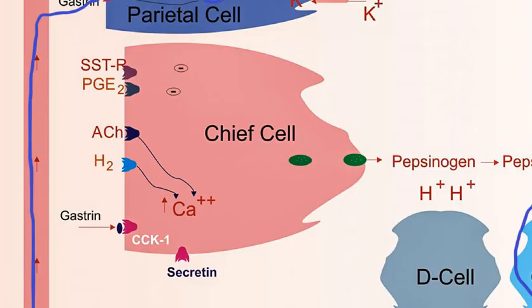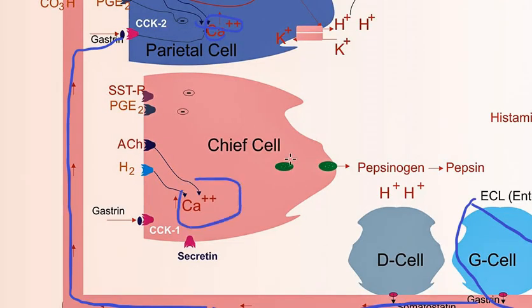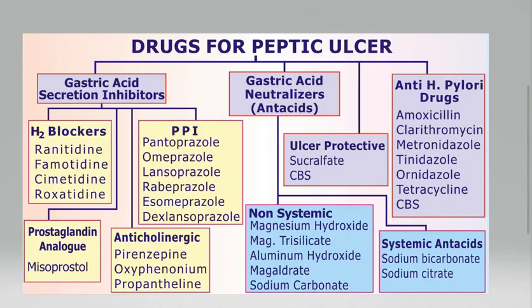There is another important thing happening by means of gastrin. Here gastrin binds with the CCK1 receptors present on the wall of the chief cell. Inside the chief cell, gastrin increases calcium ions. These calcium ions stimulate the enzyme vesicles present inside the chief cell. Subsequently, these enzyme vesicles fuse with the membrane of the chief cell and release pepsinogen into the lumen of the stomach. Later, this pepsinogen is converted into pepsin.